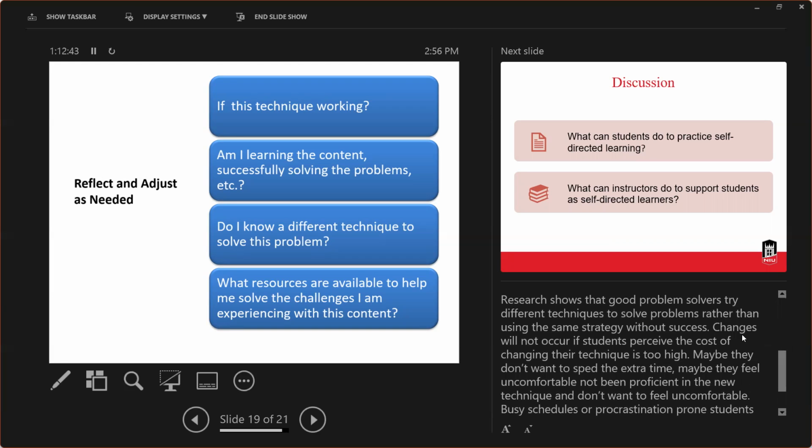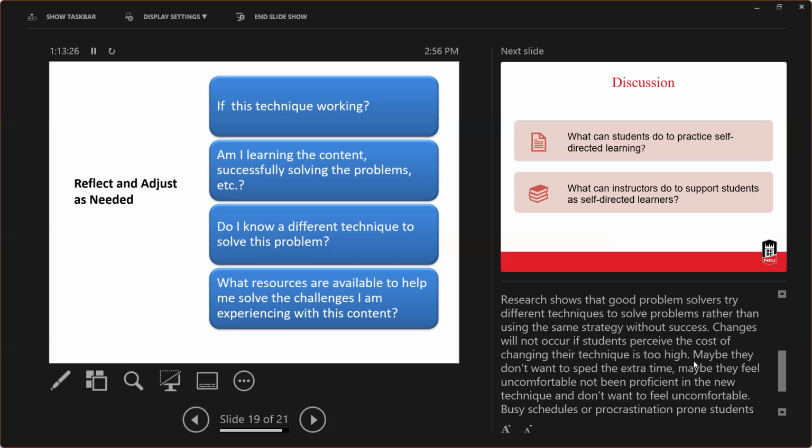And some issues that can arise is students might not make changes if they perceive that the cost of changing their technique is too high. So if they think that, oh my goodness, I have to learn this whole new process, and I started this assignment today at 6 o'clock and it's due at 11:59, and I just don't have time to go to the tutoring center or something. So they say, okay, well, that's not possible, so I'll just do what I can and get something in. Or they might not want to spend that extra time, or they might not feel proficient in this new technique.